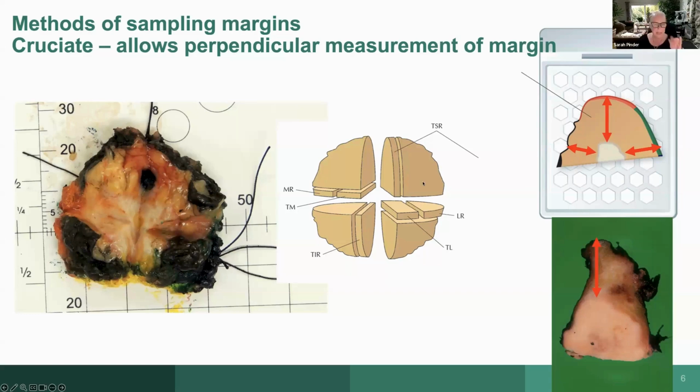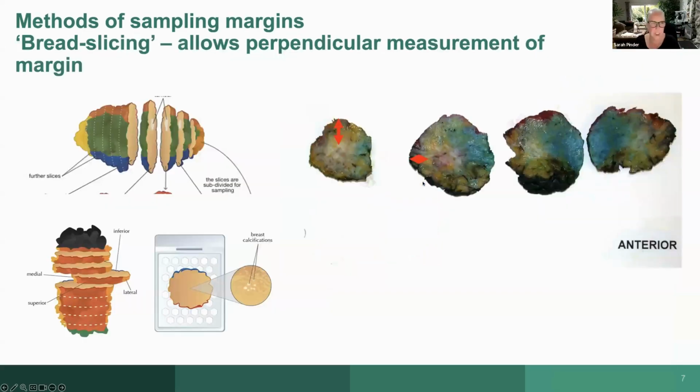Some pathologists will handle a specimen in a different way, and rather than doing this cross-shaped cut into the back, they will bread slice the specimen, and that can be from medial to lateral, or top to bottom, or front to back. But in essence, we're again doing a perpendicular measurement of the distance of the tumour to the margins. This is shown here in a case that is sliced from anterior to posterior. There's the tumour, and we would measure the distance of the tumour from the ink at all these different margins. The blue is your sentinel lymph node dye.